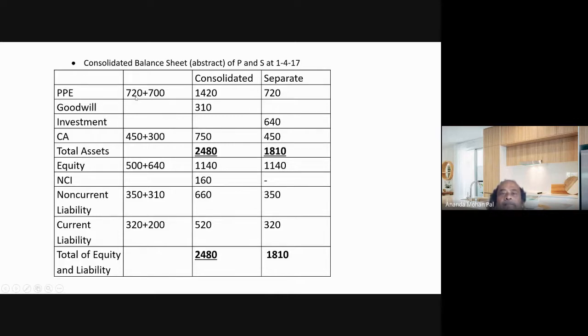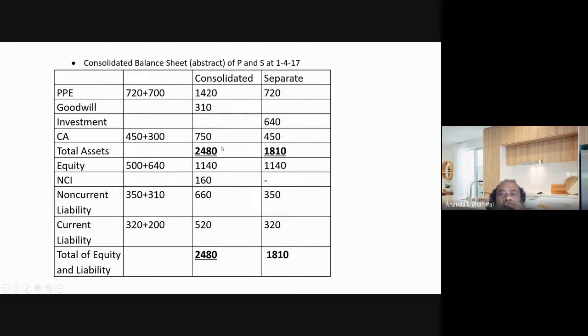You see the consolidated balance sheet. 720 was the figure of the parent company. On that date, the value of the parent was 720, so in the separate balance sheet, 720 would be mentioned. And the fair value of the subsidiary was 700. We have told that 480 was the book value and 700 was the fair value, so you take the fair value, 700. 720 plus 700, in consolidated it would be 1420.